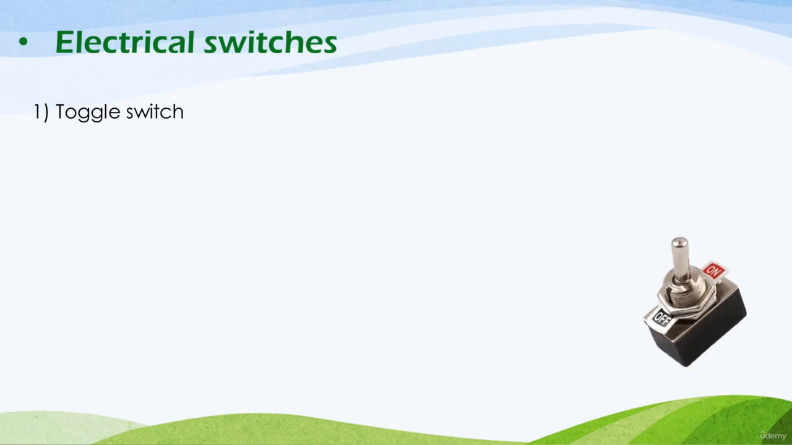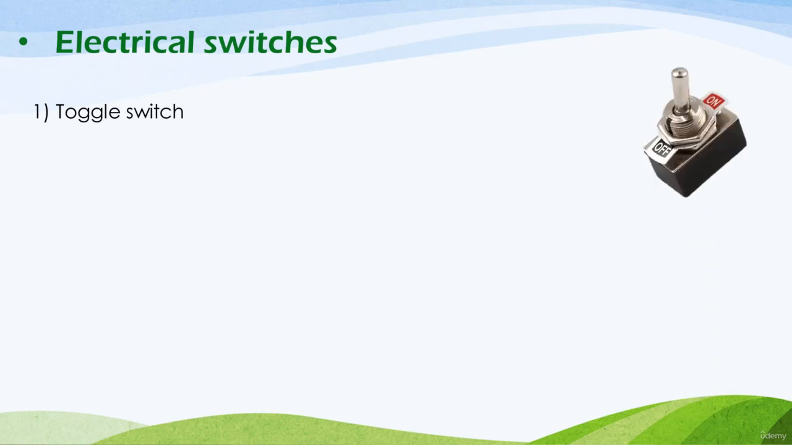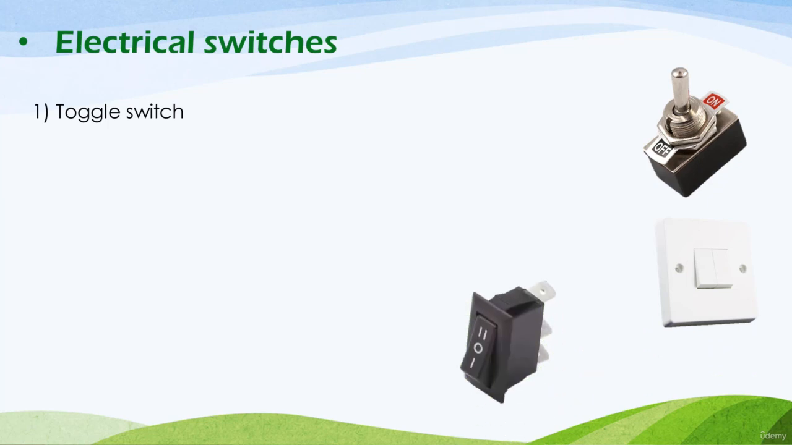The first type of electrical switches we have is called the toggle switch, and this is one shape of the toggle switch. And also this is another shape. As you see, it can be a lighting switch like the switch you are using in your home to turn the lighting on or off. And also this is a third shape of the toggle switch. As you see, it's a common switch that you can see commonly in your day.